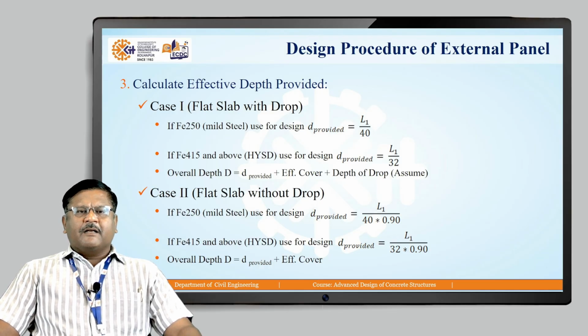Then calculate the overall depth of the slab as we discussed in the last lecture: D provided plus effective cover plus depth of the drop.